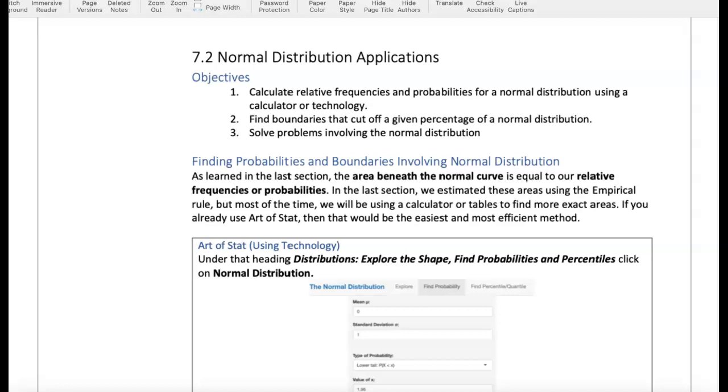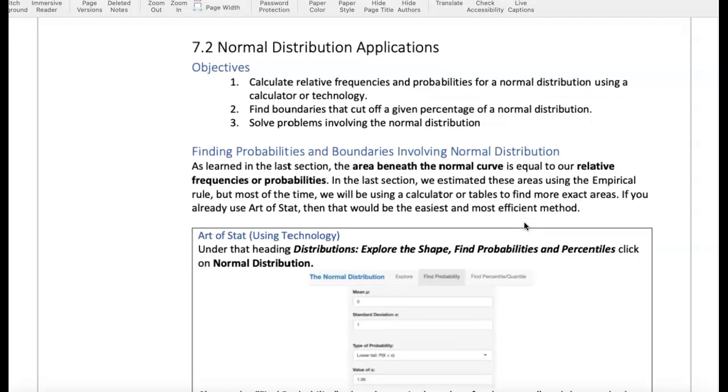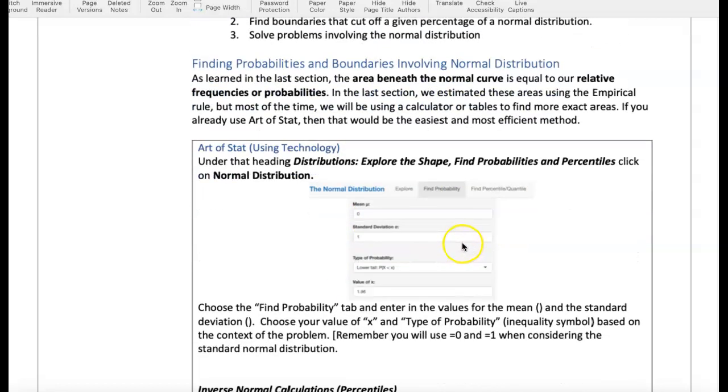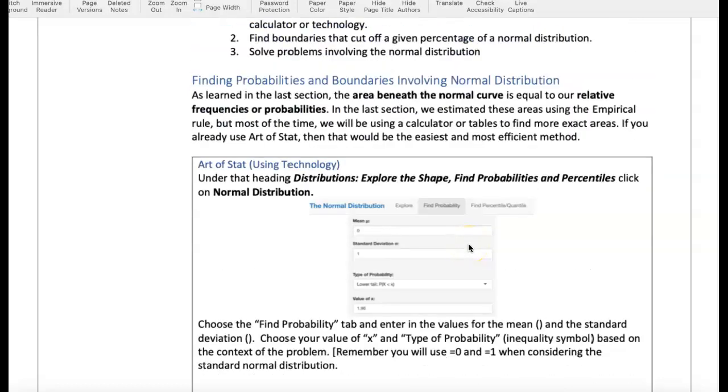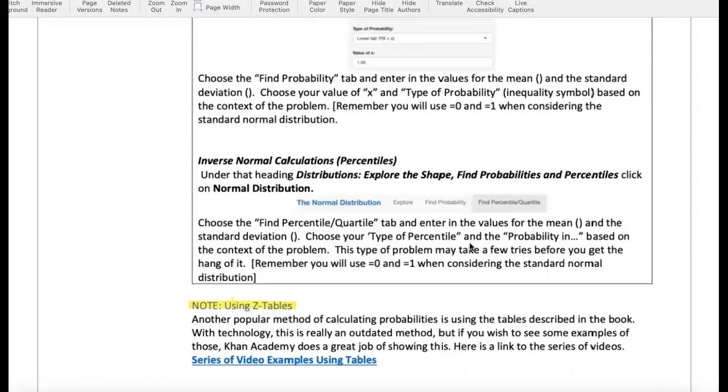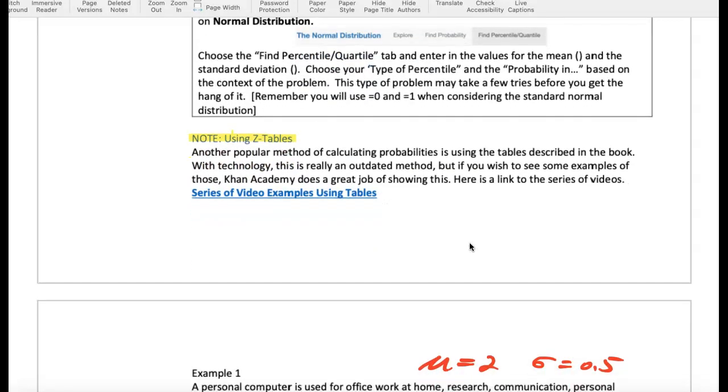We're now going to take a look at how to apply these ideas of the empirical rule and normal probability distributions, but we're going to use technology. The ARTISTAT is outlined here to help us find probabilities and find boundaries, and connect that to what we've been studying.